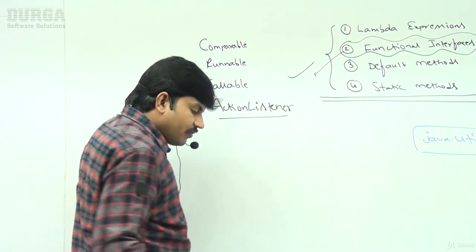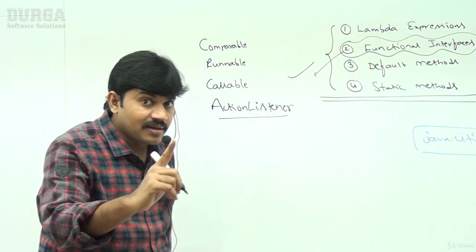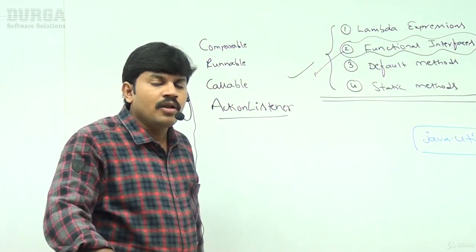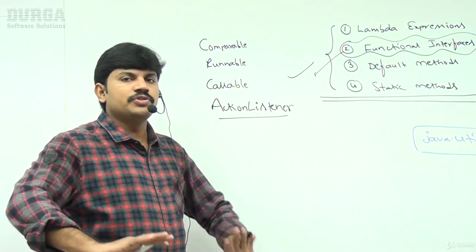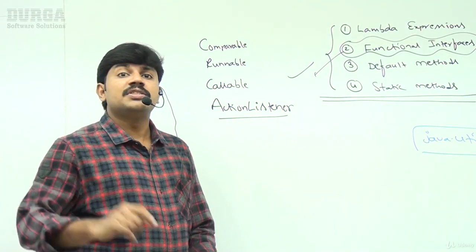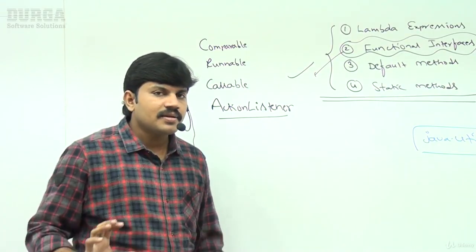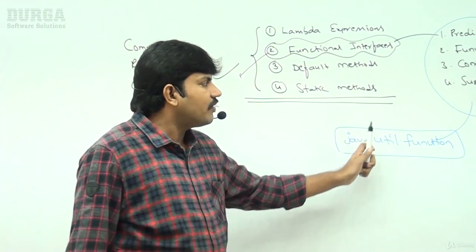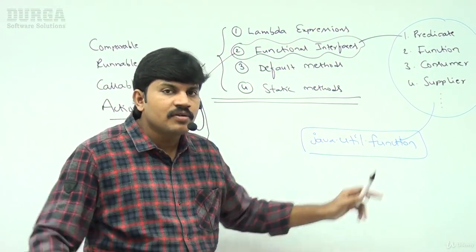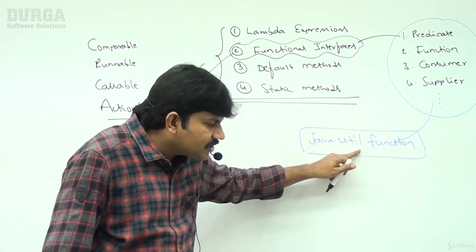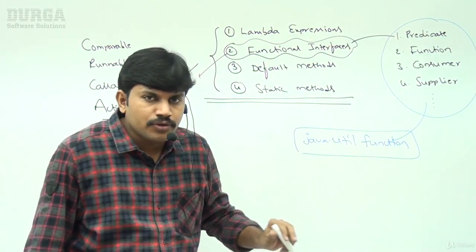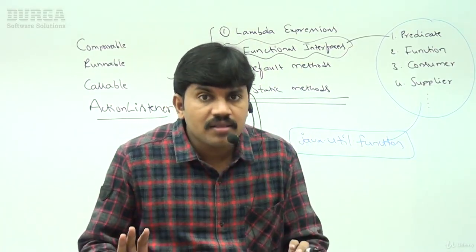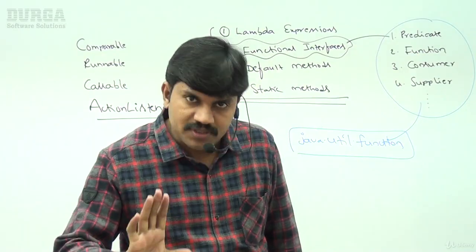ActionListener contains only one method. What is that method, sir? actionPerformed. These are already available old interfaces which are functional interfaces, right? But in the Java 1.8 version, there are some new predefined functional interfaces introduced in the java.util.function package, right? This package came, and the corresponding classes were introduced in Java 1.8. Now, sir, we will discuss all these things in detail with examples. Clear for all of you, right?